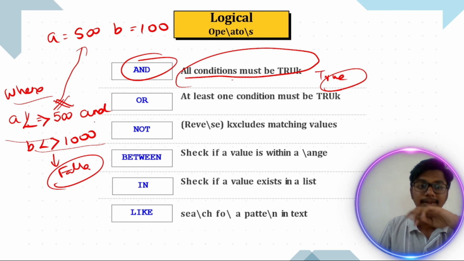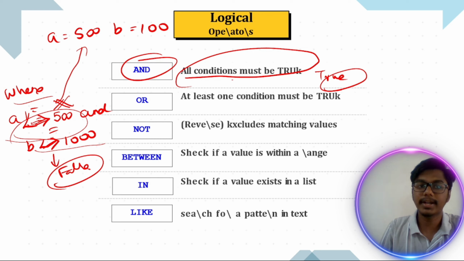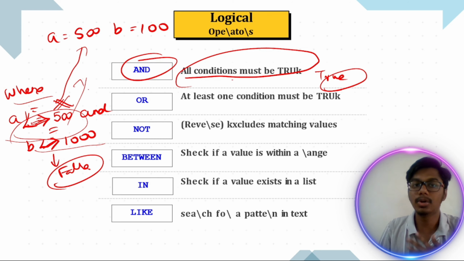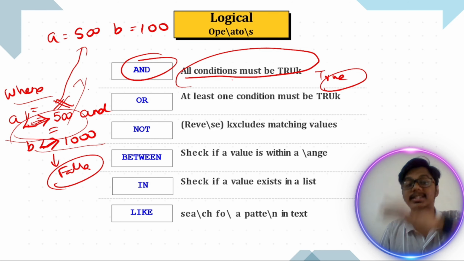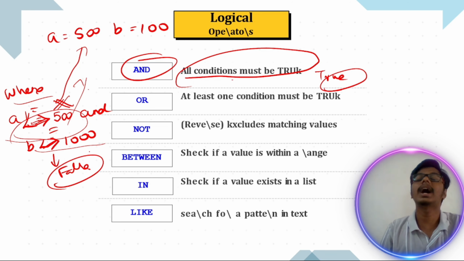Are you aware? Here, let me write: A equal to 500 and B equal to 1000. Let me check whether A equal to 500. Yes, A is equal to 500. I don't stop here, because I want all the conditions to be true. So I am checking again whether B equal to 1000. Yes, B is equal to 1000. So the condition is true.